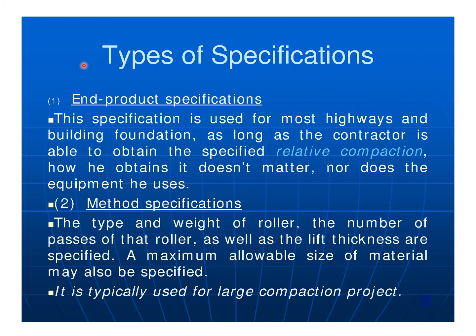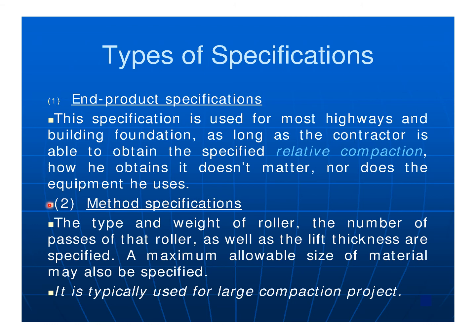Now the types of specification. This is a very important slide. End product specification and method specification. So first look at the end product specification. This specification is used for most highways and building foundations as long as the contractor is able to obtain the specified relative compaction. How he obtains it does not matter, nor does the equipment he uses. So generally, end product specifications are used for highways and the building foundations.